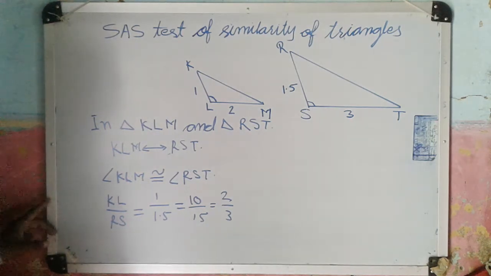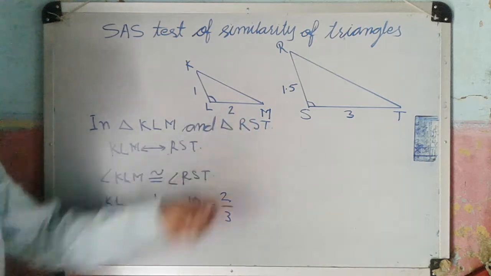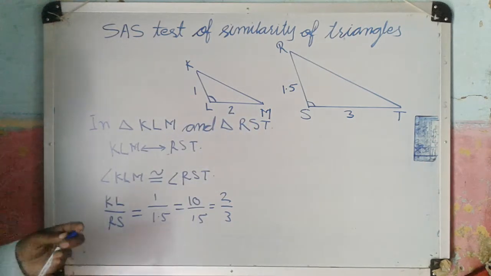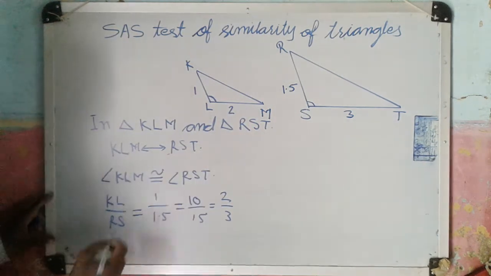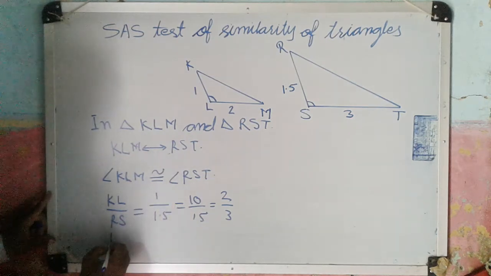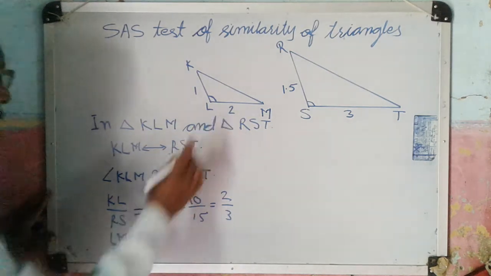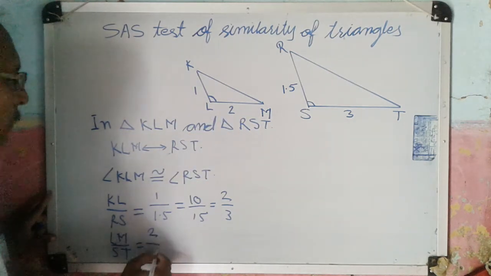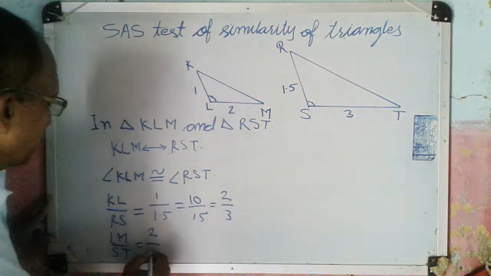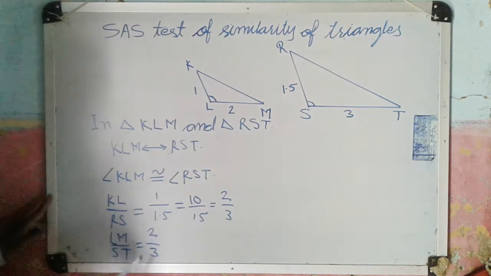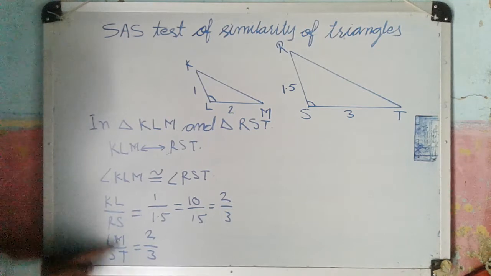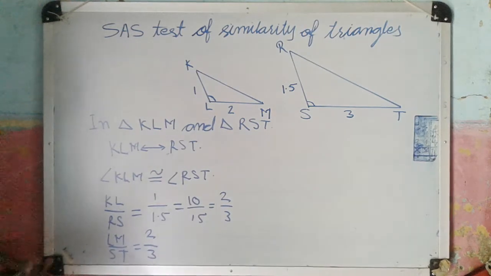Now we take the ratio of another two corresponding sides, that means LM upon ST. So here the length of LM is 2 and the length of ST is 3. So this ratio is equal to 2 upon 3, and the earlier ratio is also 2 upon 3.